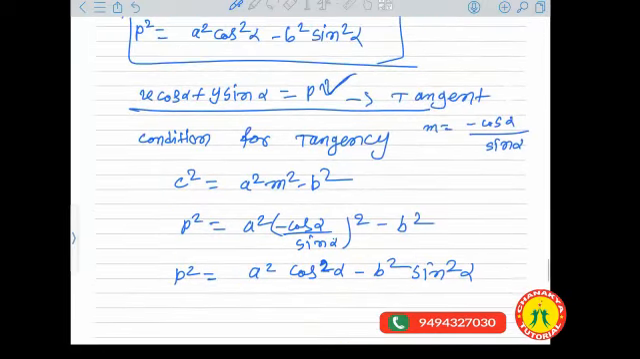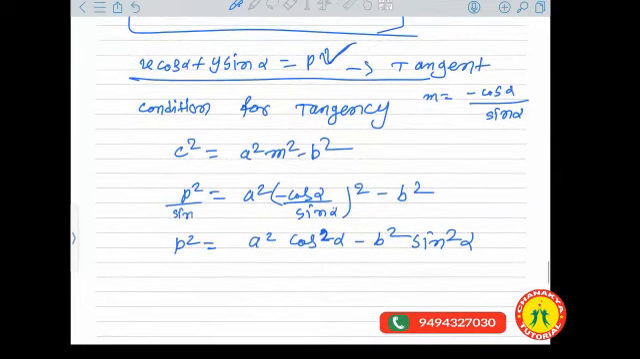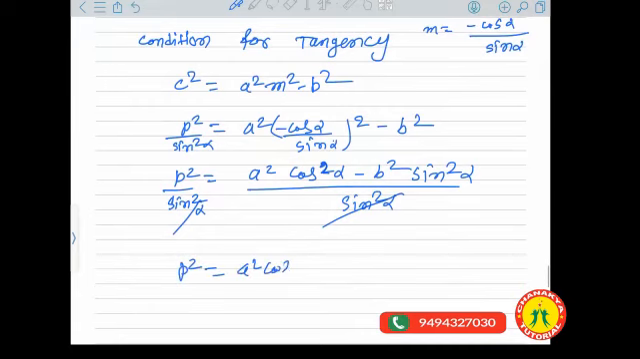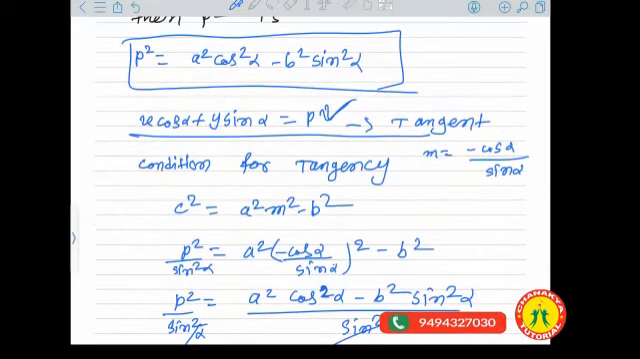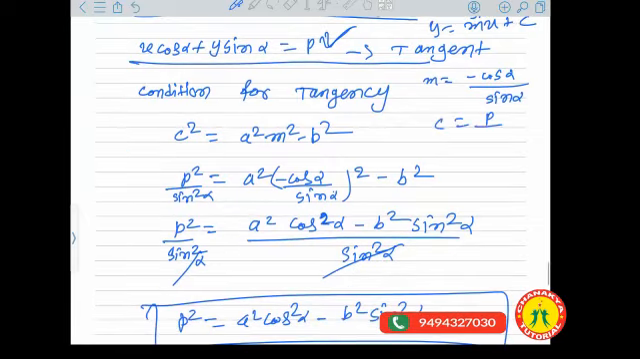And also c is p by sin alpha. So p square is equal to a square cos square alpha minus b square sin square alpha. We can write y is equal to minus x cos alpha by sin alpha plus p by sin alpha, right? So if you compare with y equal to mx plus c, we get m is equal to minus cos alpha by sin alpha and c is equal to p by sin alpha. So apply c square equal to a square m square minus b square.